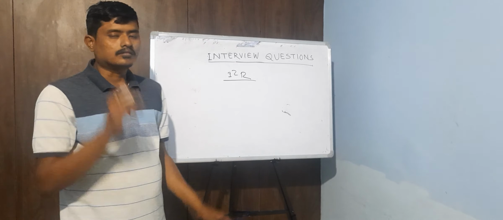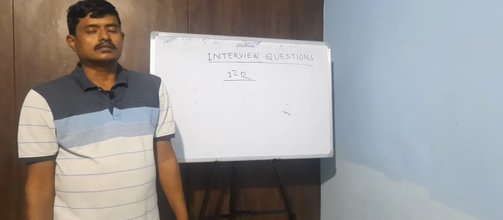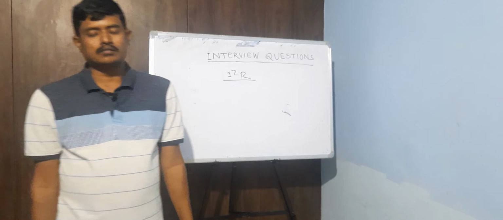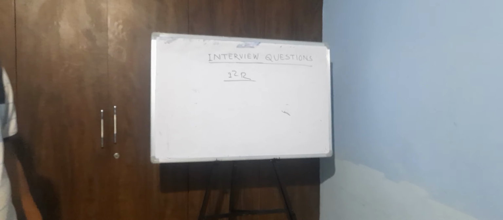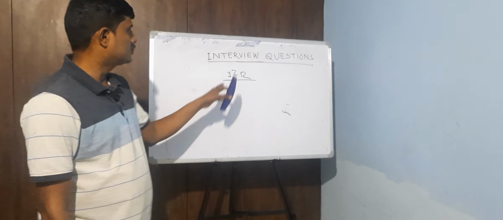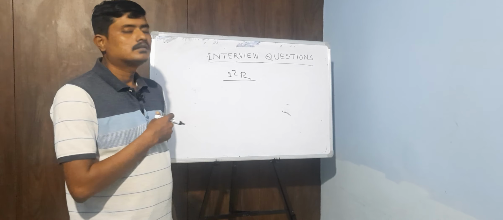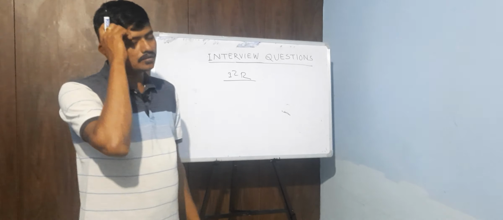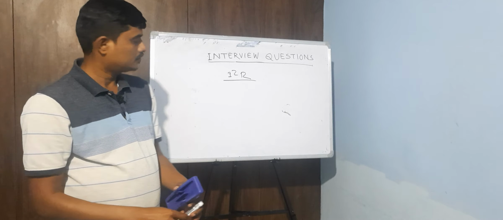So how to find out copper loss and iron loss in a transformer? The copper loss is found out with the help of the short circuit test, and the iron loss or constant loss is found out with the help of the open circuit test.